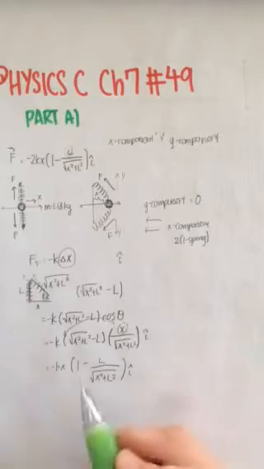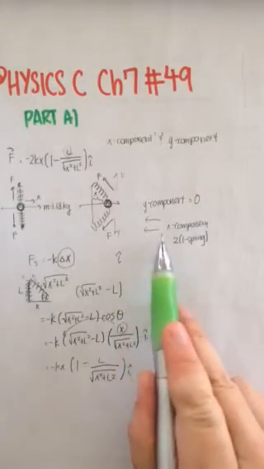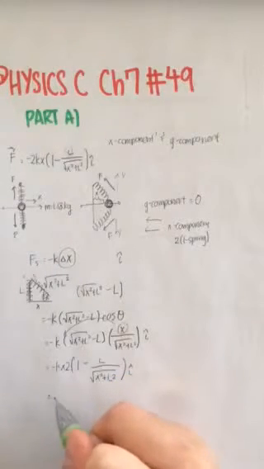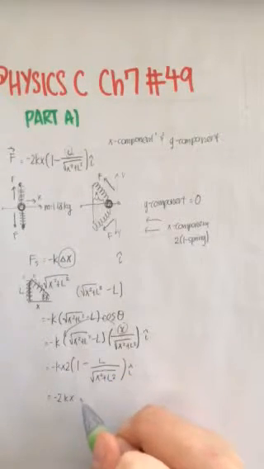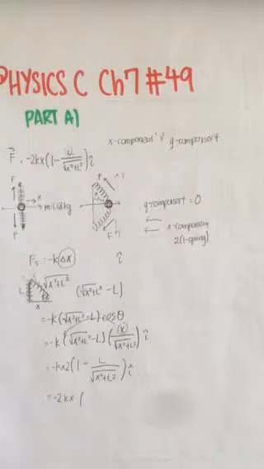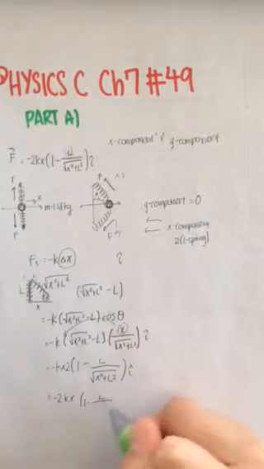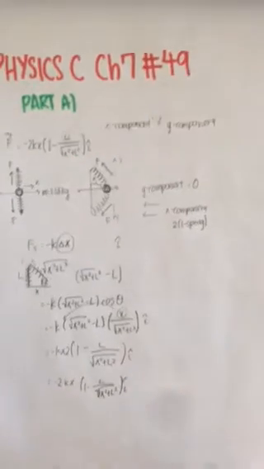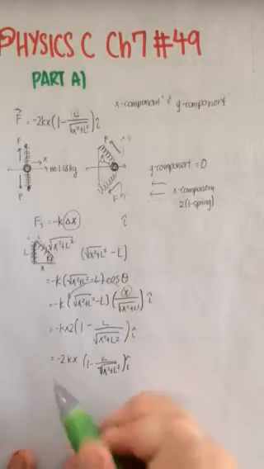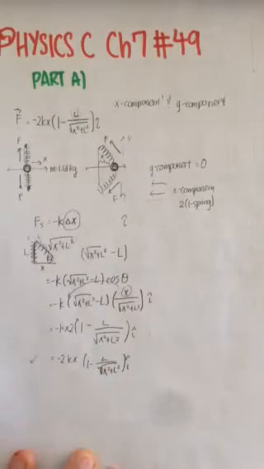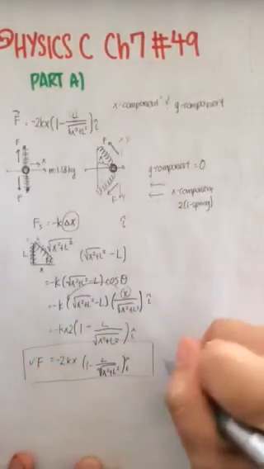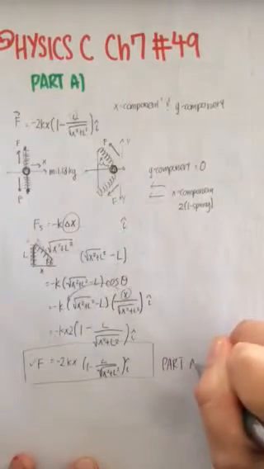Since we have two springs going the same way, we're going to multiply the entire thing by 2. So it becomes negative 2kx times 1 minus L over the square root of x squared plus L squared times i. That equals what we wanted originally, which is the force. Ta-da! This is our part A answer.